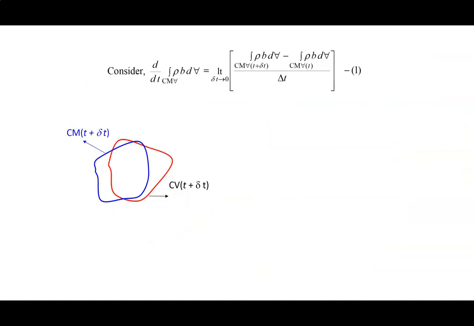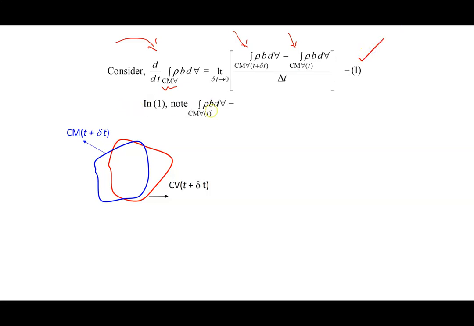All right, so I'm going to copy the expression from the previous slide for the first time derivative of the integral of rho b dV over the volume occupied by the control mass. That's what I call CMV. And this is the same thing, the definition of the first derivative: the integral over the volume at t plus delta t minus the integral over the volume at time t, divided by delta t. I label this as equation 1.